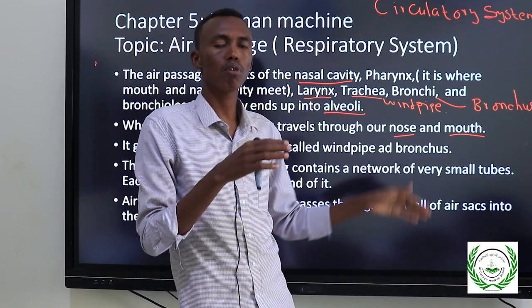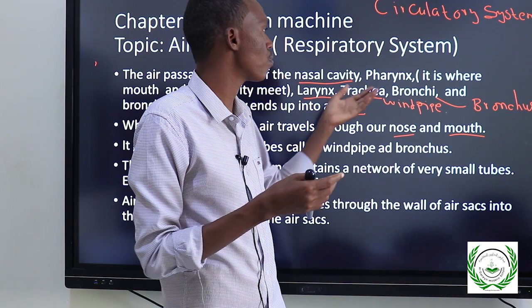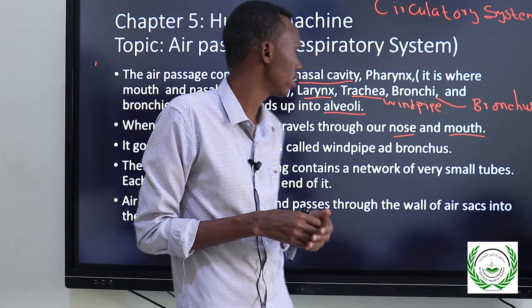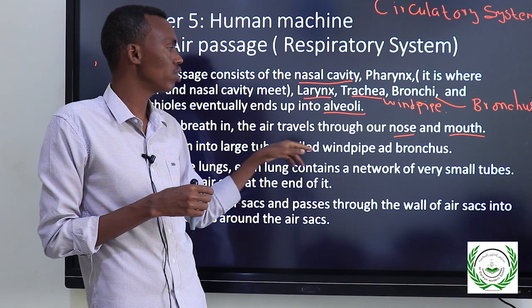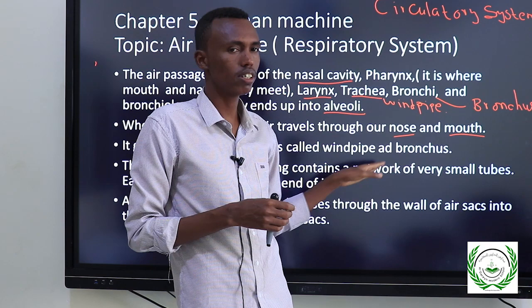When we say bronchus, we refer to the singular form of bronchi. So it could be bronchi or bronchus. Oxygen gets through a large tube, and these large tubes are called the windpipe or trachea. It's also known as the windpipe or trachea; it means the same thing. And finally, the bronchus. We will see these structures in the next slides for better clarification.